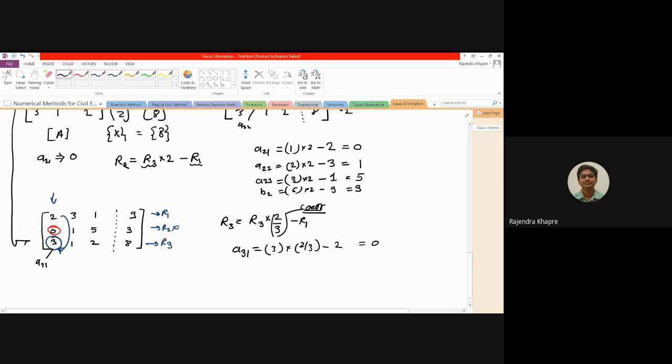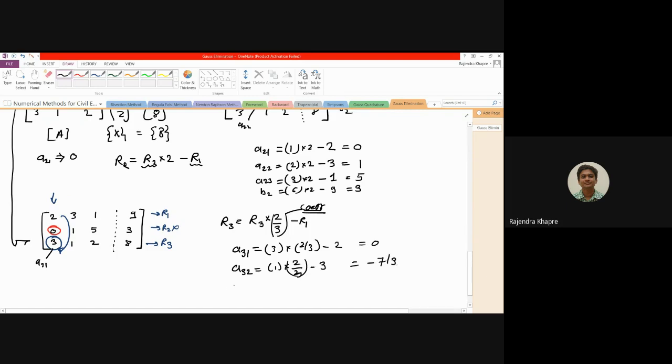0. Okay. Similarly, if you go with A32, the element is 1, multiplied by the coefficient which is 2 by 3, minus the third is this one. So how much will this be? This is 2 by 3, not 2 by 2. How much is this? Can someone tell me? Minus 7 by 3. Minus 7 by 3.